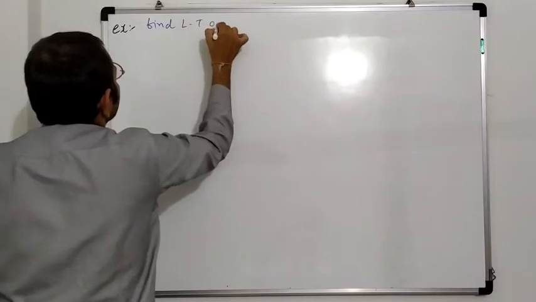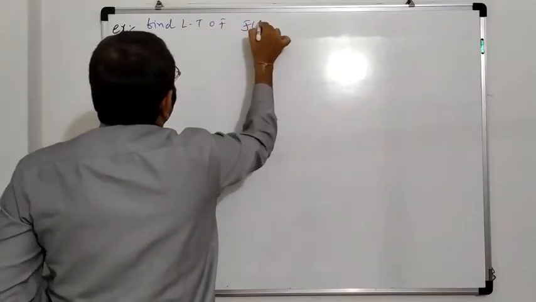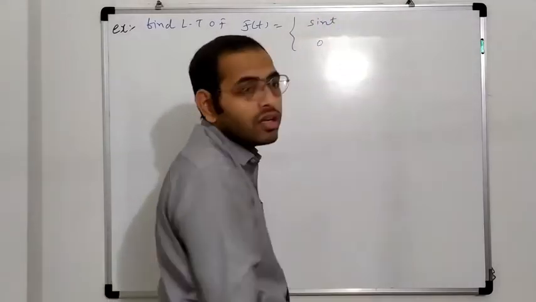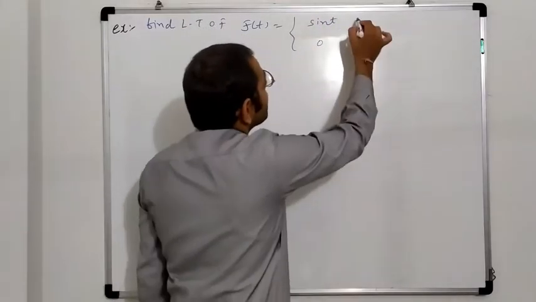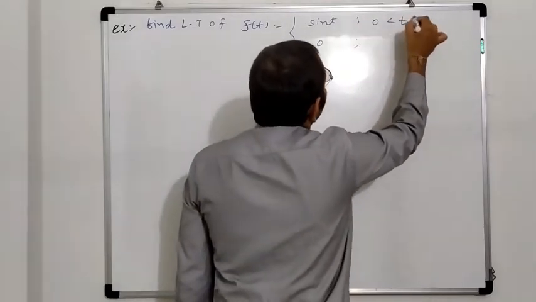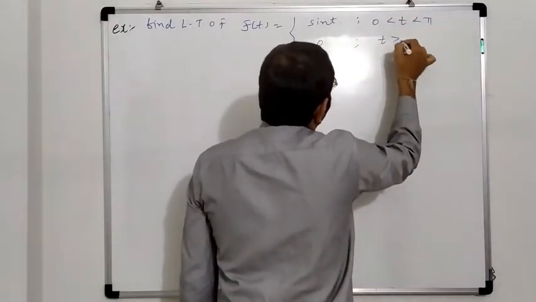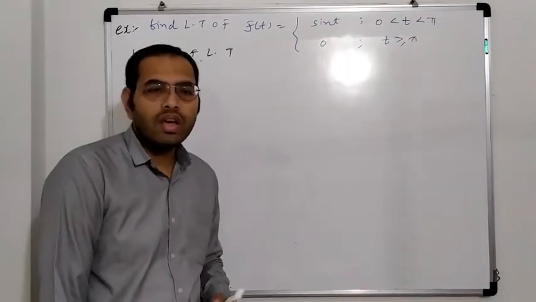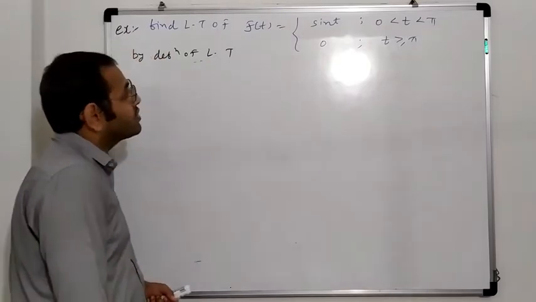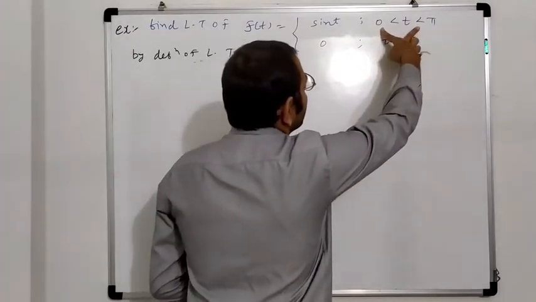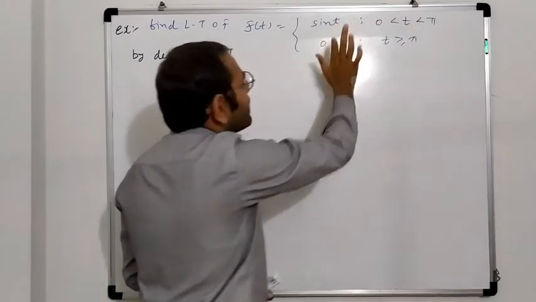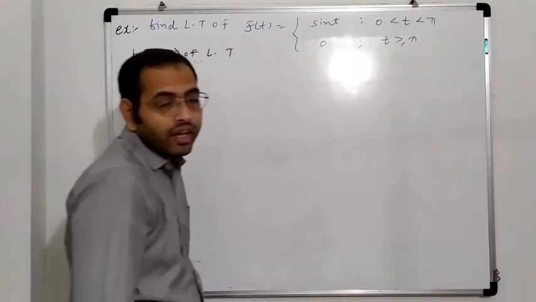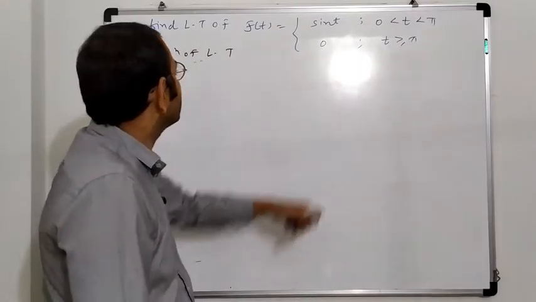Find the Laplace transform of the function f of t equal to sin t, where the range of t is 0 less than t less than pi, or 0, where t is greater than or equal to pi. In this example, in the range of t from 0 to pi, the function is sin t. If t is greater than or equal to pi, the function has the value 0.